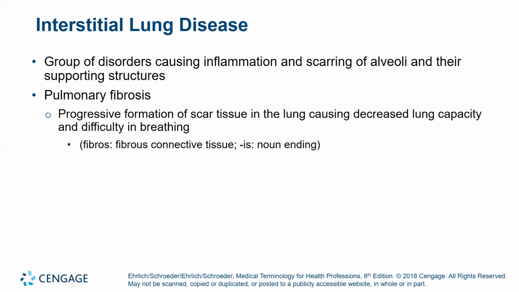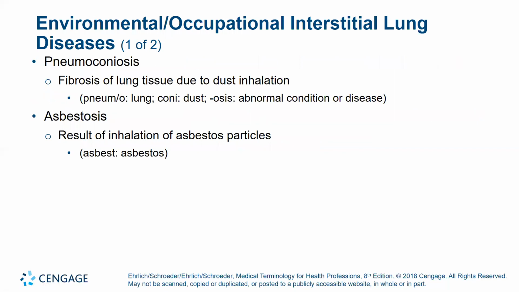The first one we have is pulmonary fibrosis. You can break it down: fibrosis, fibrous connective tissue, osis is now an ending. So it's a progressive formation of scar tissue in the lung, causing decreased lung capacity and difficulty in breathing. We have pneumoconiosis. Pneumo is lung, coni is dust, and osis, so it's an abnormal condition of dust in the lung. Asbestosis results from inhalation of asbestos particles.